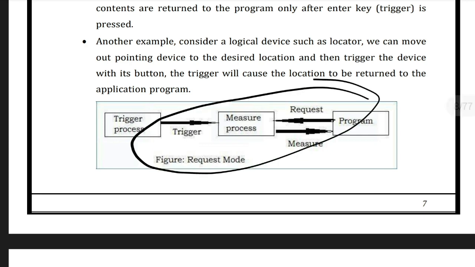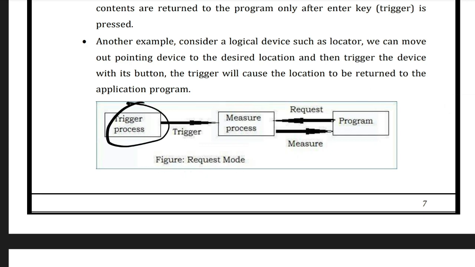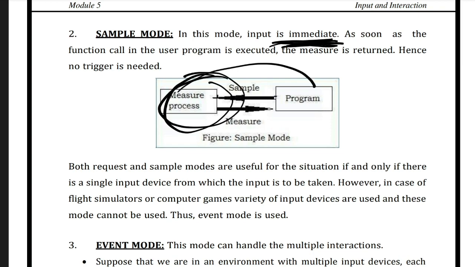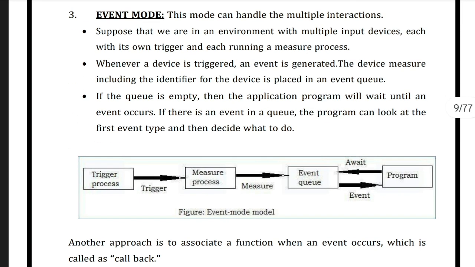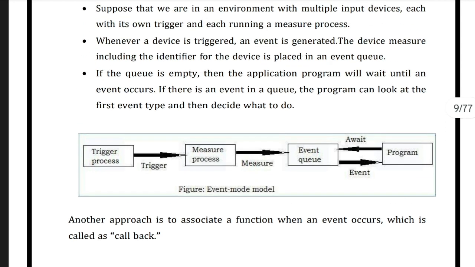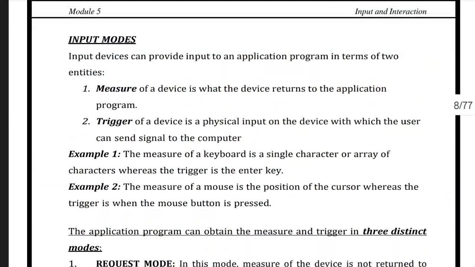After explaining the theory, you have to make this very simple diagram. The trigger will happen and the measure will happen. After that, the response will be performed. In sample mode, you just have the immediate process. Immediate is the keyword: whatever you do will be immediately performed in the program. Event mode is a series of multiple events running simultaneously. The trigger and the measure will be there. The event queue will have the events set in a queue, connected to the program, so it waits and the event happens accordingly. These are the 3 types of modes you have to explain under the topic input modes.